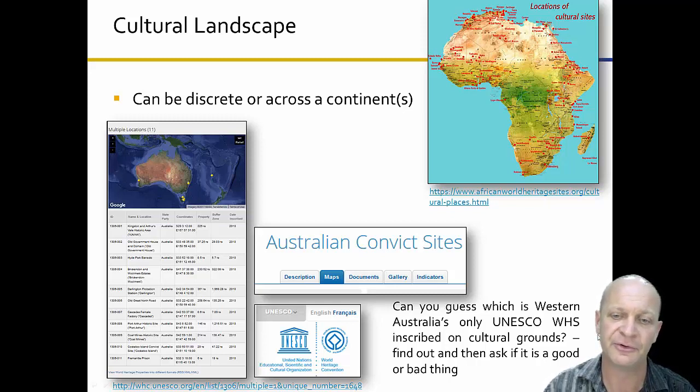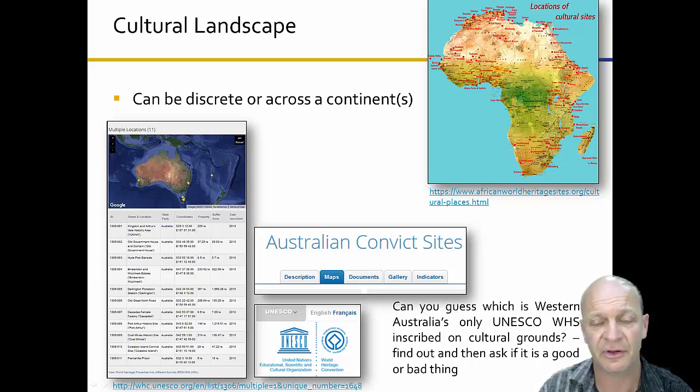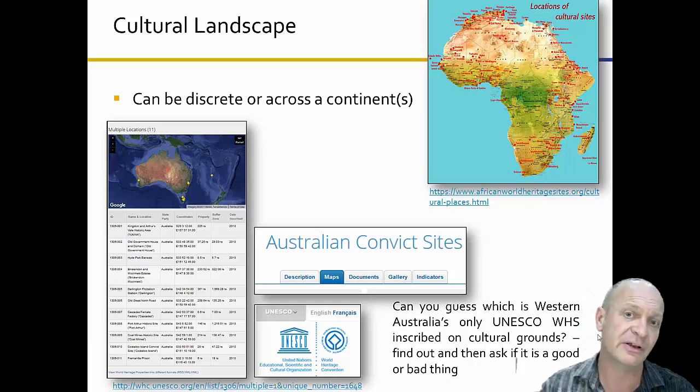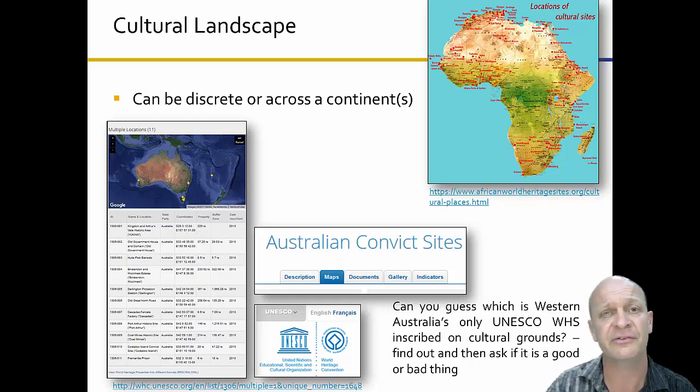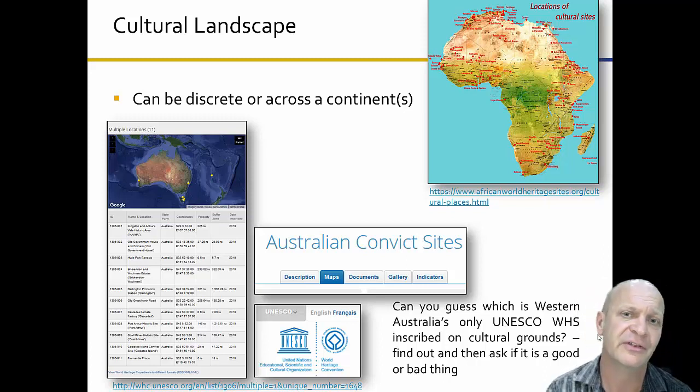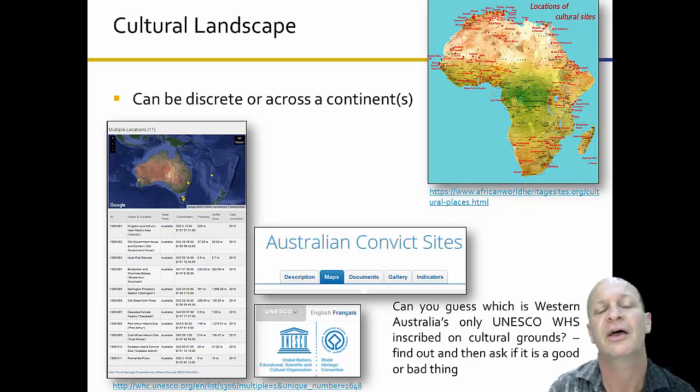And I've left a little question for you here. In WA we have, I believe, 7 UNESCO World Heritage Sites, but only one of those has been inscribed purely on cultural grounds. Now bear in mind, Western Australia is a third of Australia. It contains history from over 50,000 years ago right through to today. What do you think that site is? Not what do you think, go do some research. Find out what our only cultural UNESCO World Heritage Site is, and then think, is that a good thing? Is that a bad thing? It's an interesting one, so give it some thought.